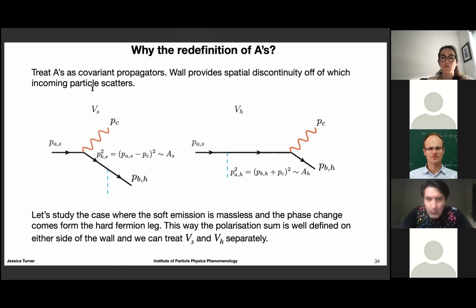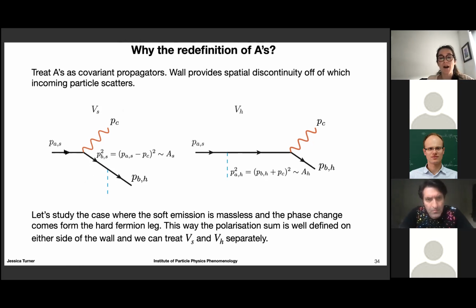And the idea is the following. The wall provides some spatial discontinuity off of which the incoming particle scatters. This scattering produces a propagator, which then can decay to two final states. So what are the ASs? They are essentially the propagators that correspond to the diagrams that can happen in the symmetric phase or the broken phase. So let me explain this diagram a little bit first.